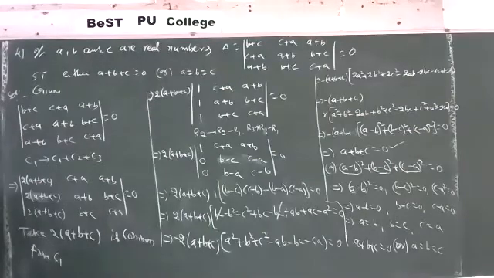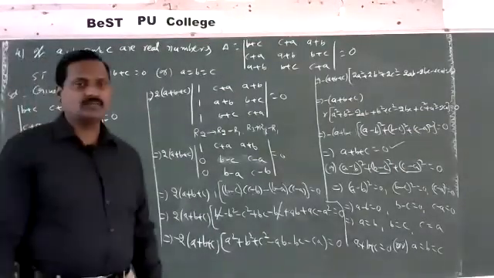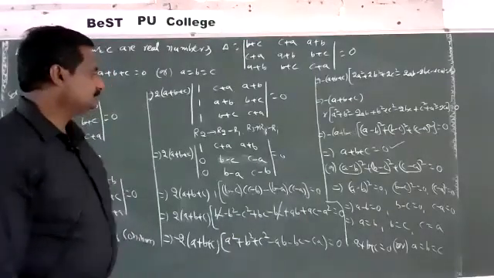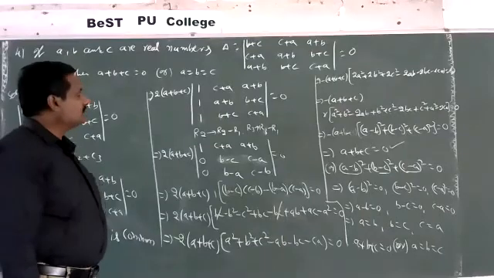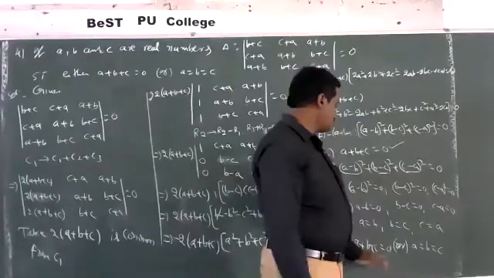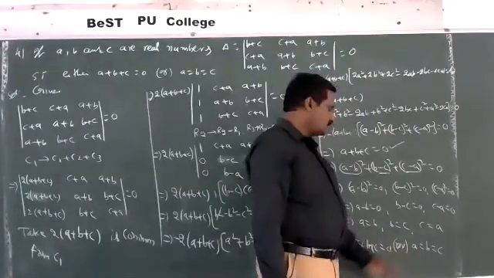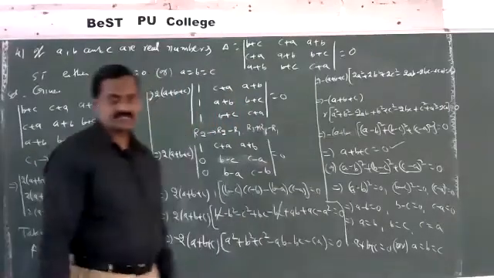In PUC level up to now it is not given, but in objective questions it is important. They will give the options: A plus B plus C equal to 0, A equal to B equal to C, or both. In that way they will give the options.